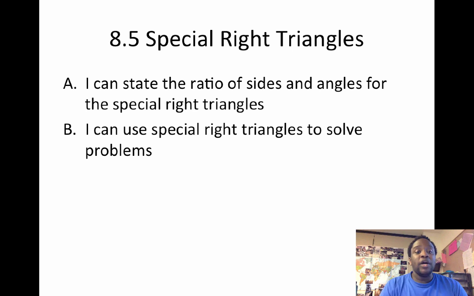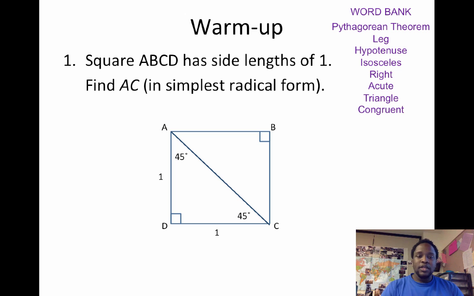Our two objectives are: A, that I can state the ratio of sides and angles for the special right triangles, and B, I can use special right triangles to solve problems. All right, so let's get started. Let's say we have a square ABCD that has a side length of 1. So let's find A in simplest radical form.